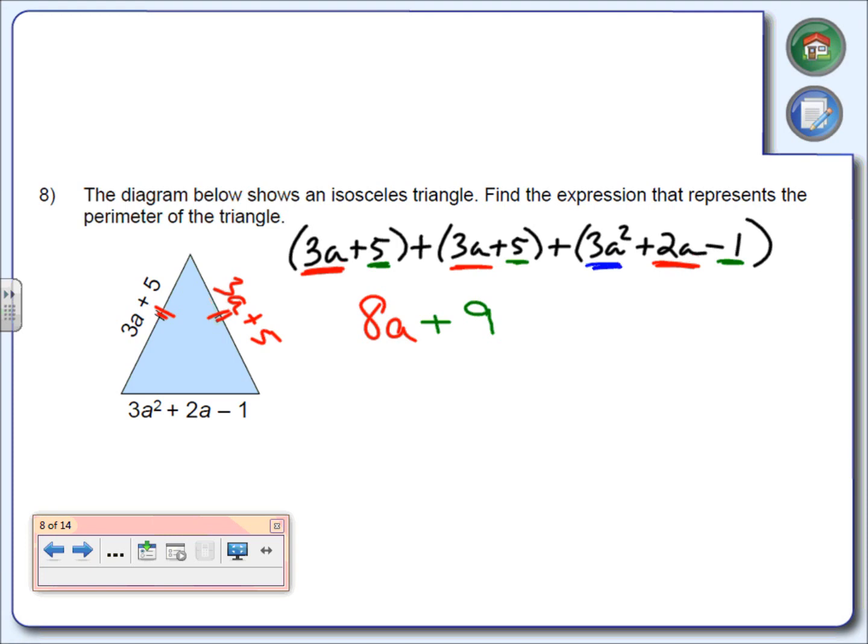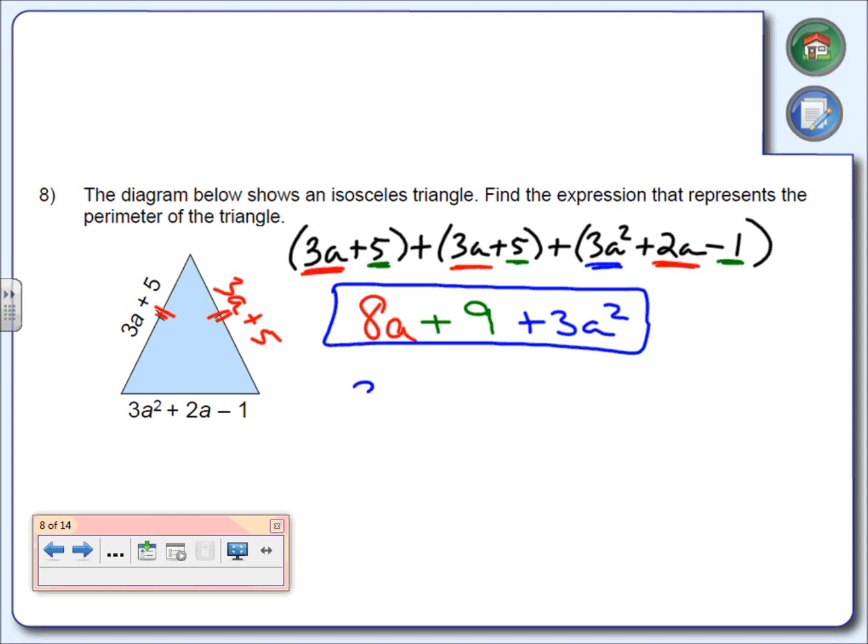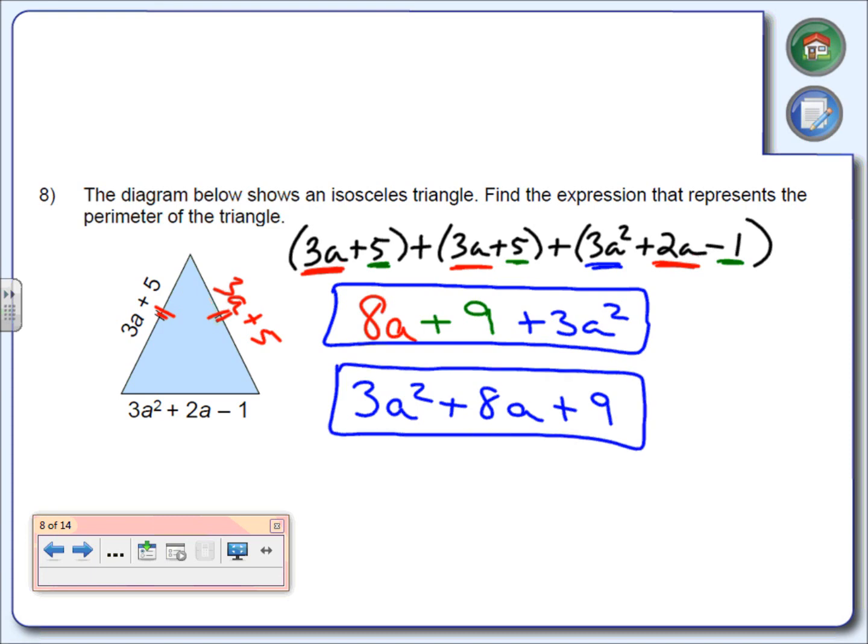Now notice we have an a squared here. Can I add that with anything? No. So we're just going to bring it on down as our 3a squared. So this is what we get when we add all the like terms. This right here would be the expression that represents the perimeter of this particular triangle. Now keep in mind, guys, it doesn't necessarily have to be in this order. If I wanted to rearrange the terms and write it as 3a squared plus 8a plus 9, there's nothing wrong with doing that as long as I've got all my terms with the correct signs on.